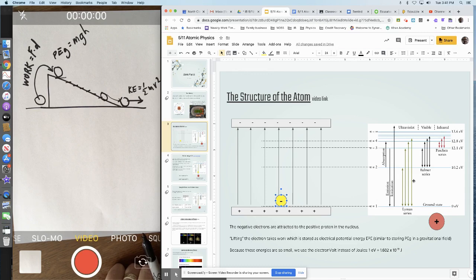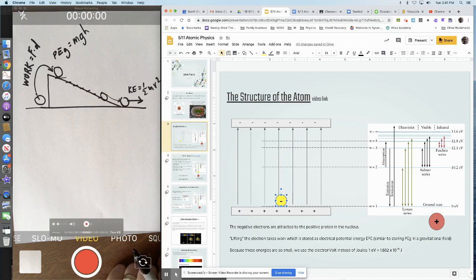These different arrows are all the different transitions from the higher energy levels to the lower energy levels. You can see the different kinds of light. These are large energy transitions, and so they have high energy ultraviolet light. These are middle energy transitions, and so that's visible light, energies that our eyes are sensitive to. And these are pretty low energy transitions, right? 12.8 to 12.1, that's only 0.7 electron volts of energy. That's so low that our eyes aren't sensitive to it, and it's in the infrared range. So that's what's happening.